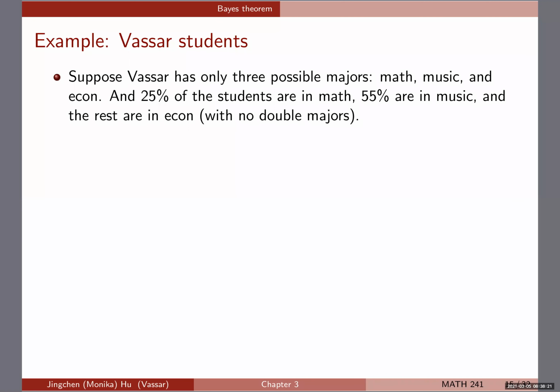Let's just say that all students only have three possible majors: math, music, and econ.